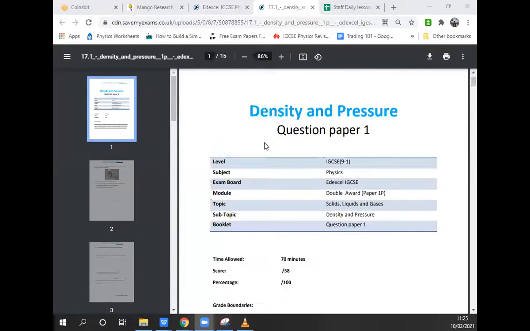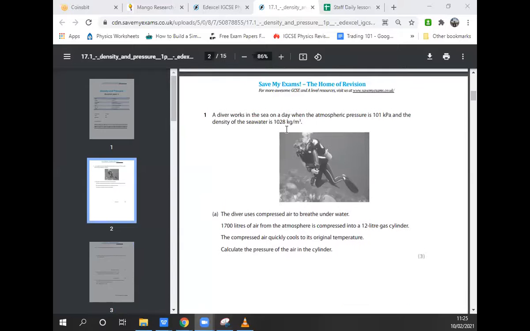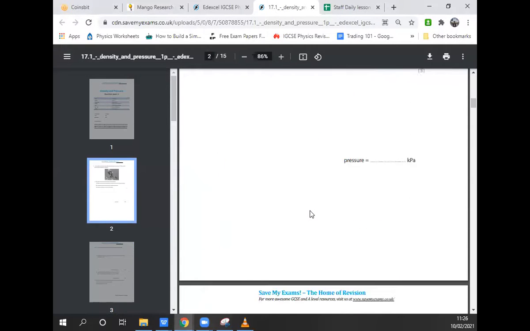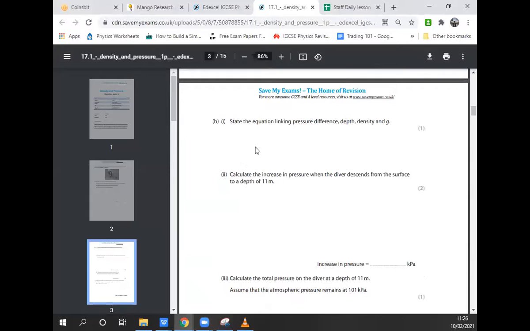So the starting question. Here this diver works in the sea on a day when the atmospheric pressure is 101 kilopascal. That's 101,000. Density of the seawater is, you see how all of it is given. Now this question we can't do yet because we have not done gas pressure, right? Let's see this. The equation linking, you can write that pressure difference equals depth into density into gravity.